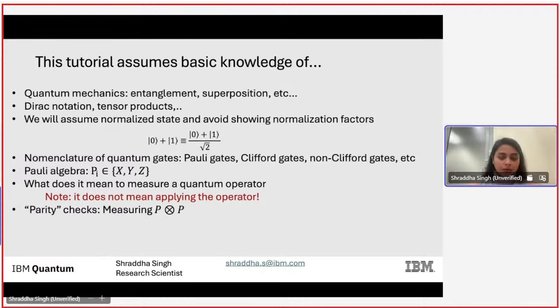Then we need to know what parity check means. It essentially tries to check whether you are in the same eigenstate of P on 2 qubits or not. And then finally, the requirements of universal quantum computing. That means you need the Clifford group plus one non-Clifford gate to achieve universality.